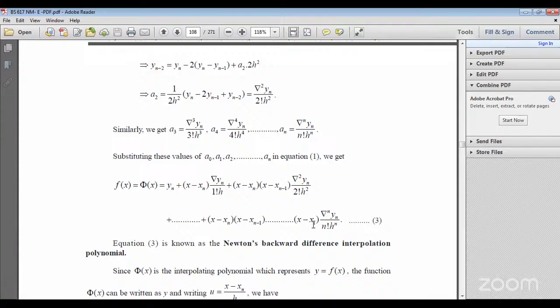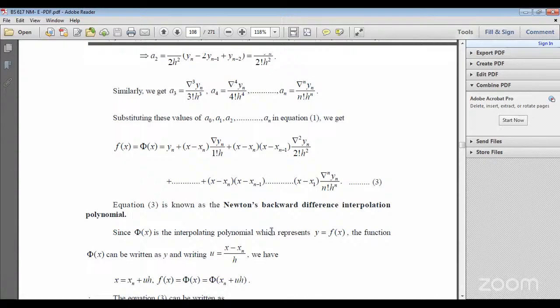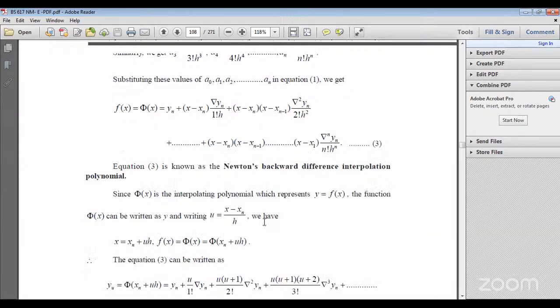Then (x - x_n), (x_n - x_{n-1}). So we are taking the values of this one the same here. Therefore (x - x_n)(x - x_{n-1}) and so on (x - x_1), ∇ⁿy_n by n factorial of hⁿ. Equation 3 is known as Newton's backward difference interpolation formula we are taking here.